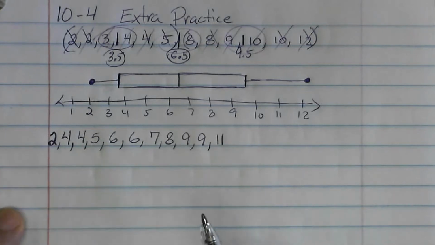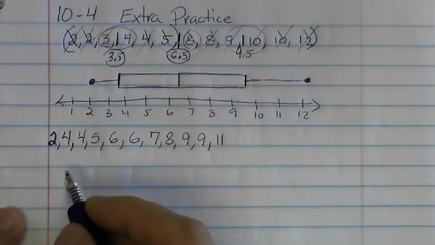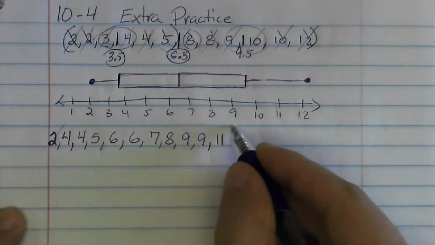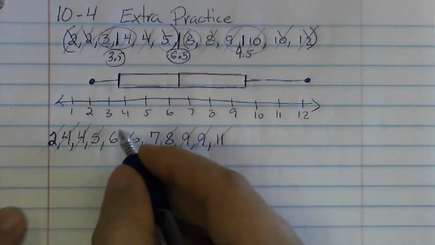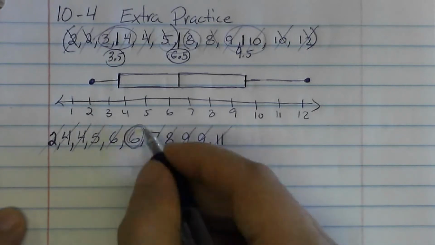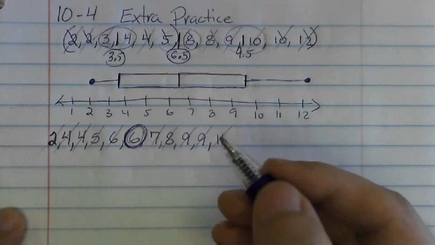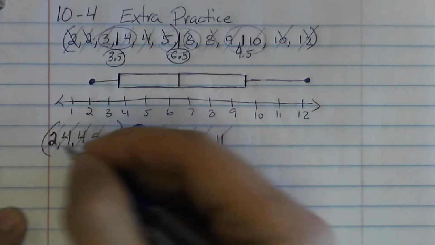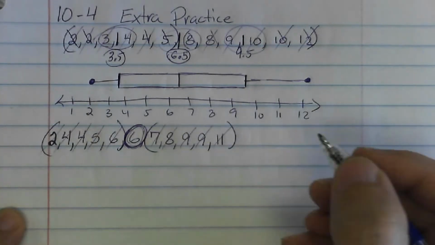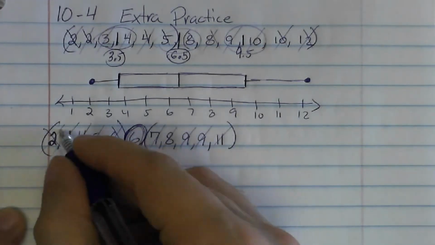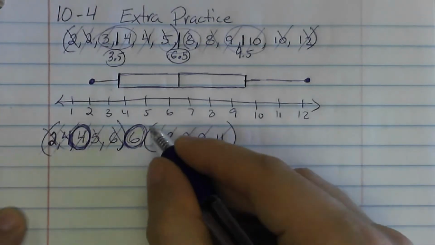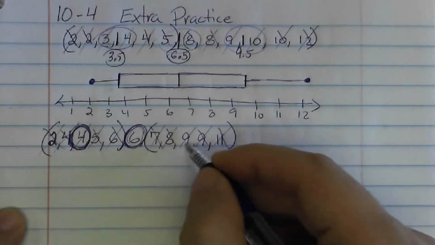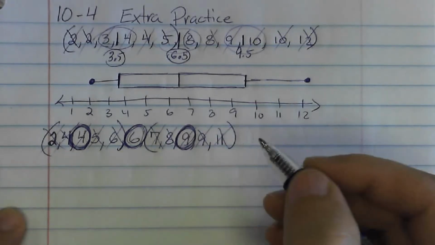Now let's take a look at the second set of data. Again, I look for the median. I've got one number in the middle, that's 6, right there. Separate it into left and right sides of that number. One number in the middle, that's 4. And right here, one number in the middle, that's 9.